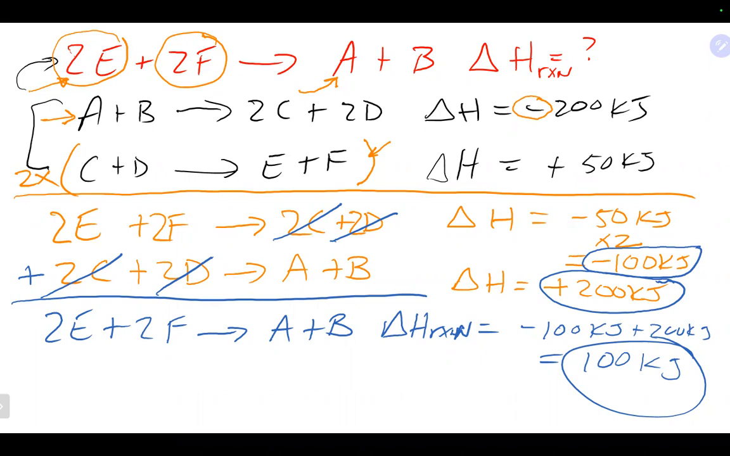And this will also tell us if this reaction is exothermic or endothermic. It is endothermic, as we ended up with a positive value.